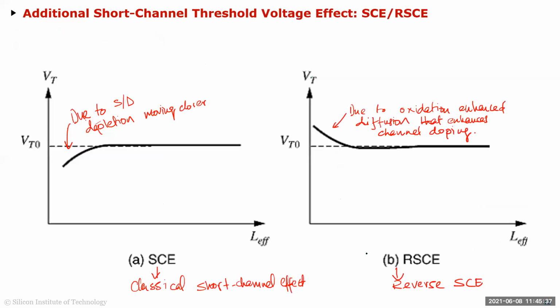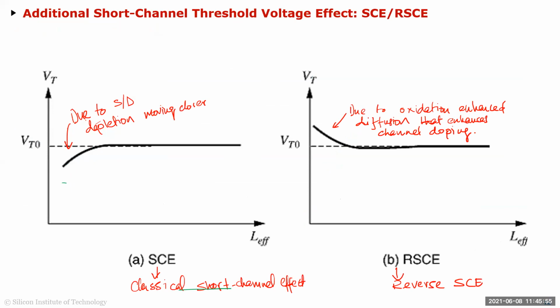Okay. The other effect which you have when you get really short channel is called a classical short channel effect. And this is because of the depletion slowly moving closer and closer, which is not captured in the previous equation actually.